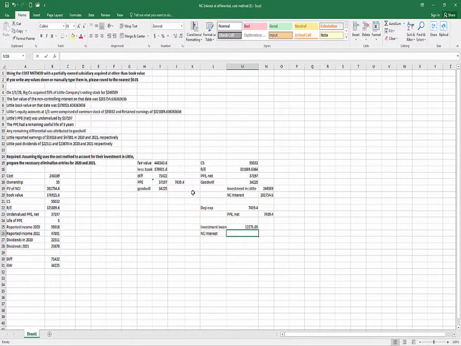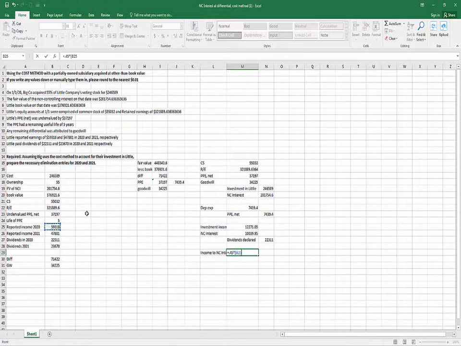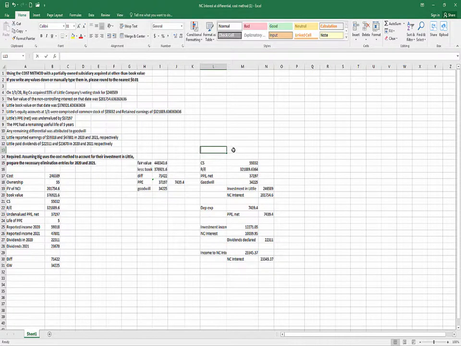The balance of that accrues to the non-controlling interest. And that's going to be our dividends declared. Okay, and then lastly, the income to the non-controlling interest. That's going to be the non-controlling interest's share, 45%, of Little's adjusted earnings. So their reported earnings were $59,318 minus their amortization equals. And that's going to be the non-controlling interest. Okay, so there's year 1, whatever, 2020.